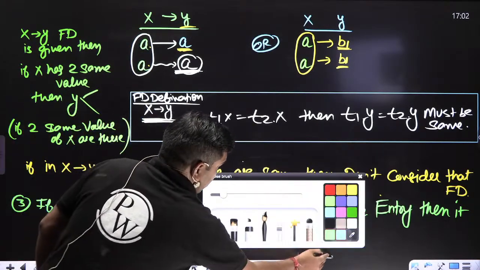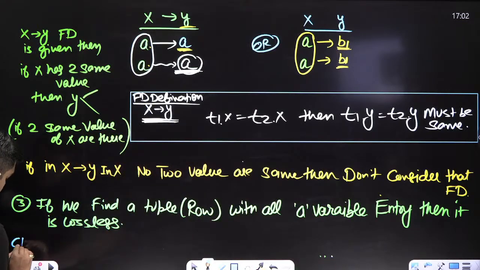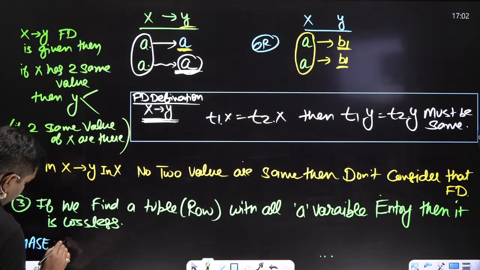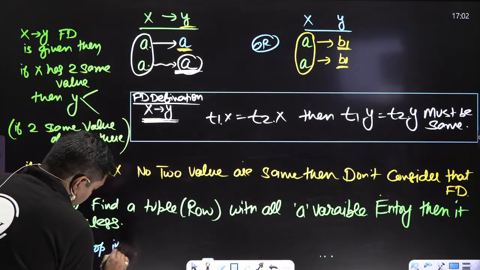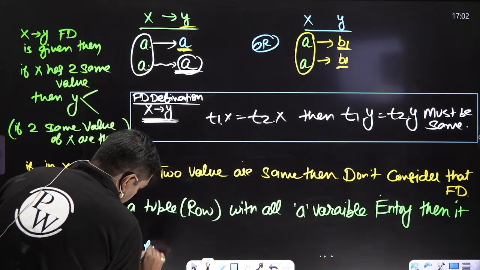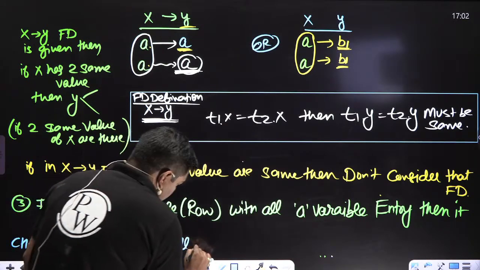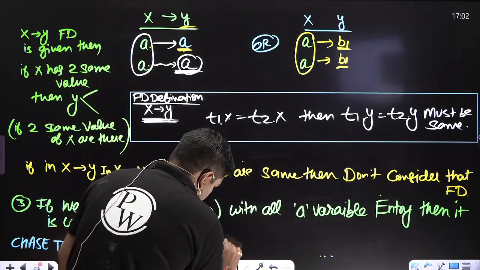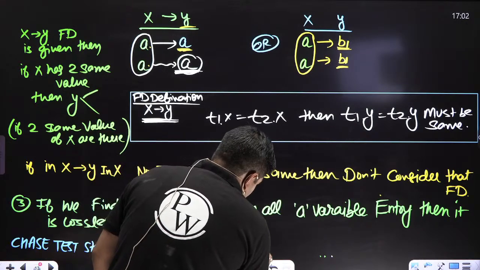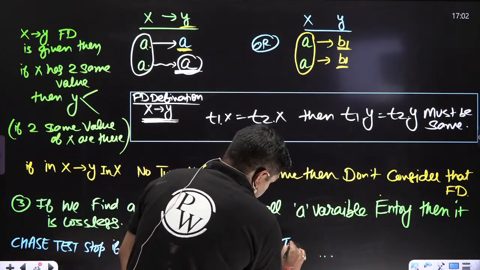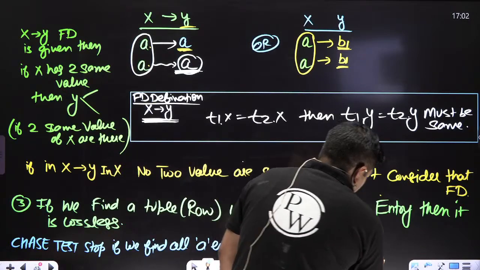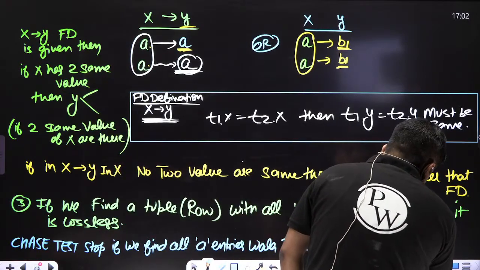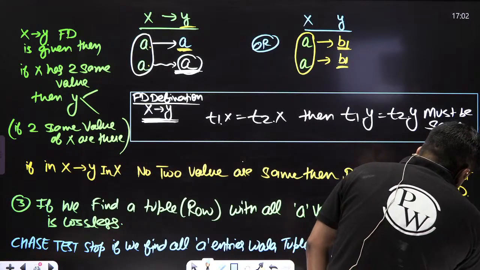Then it is lossless. Change the algorithm, stop the test. If we find an all-A entries tuple, hold; or there is no updation in the table.